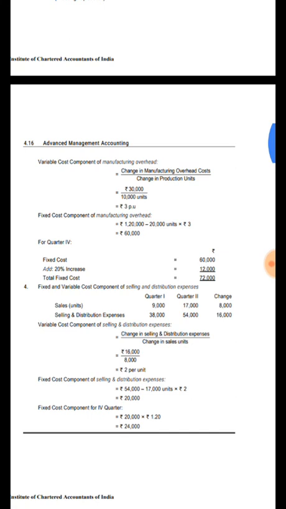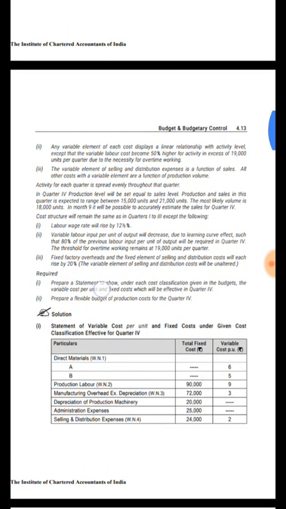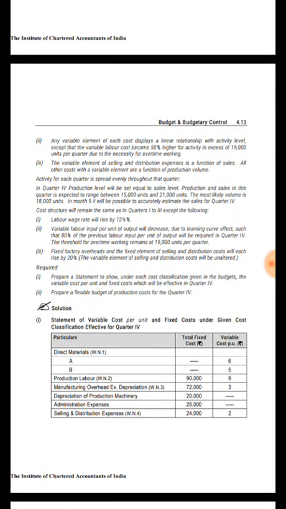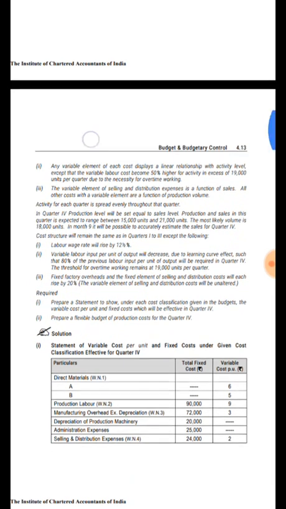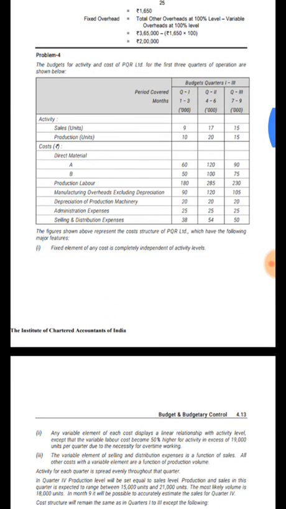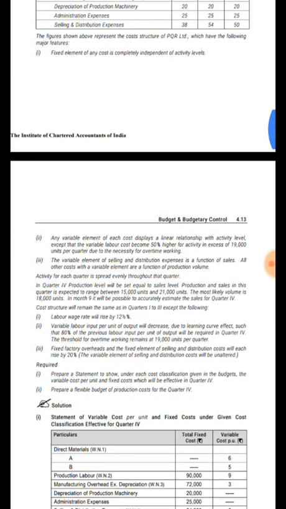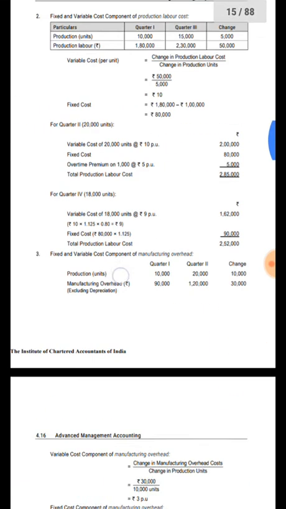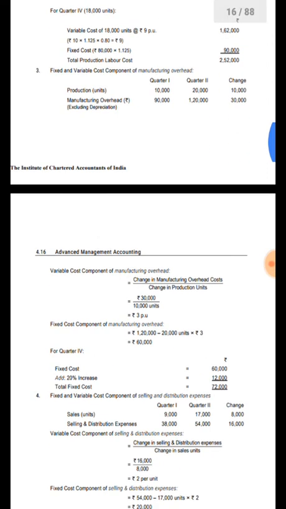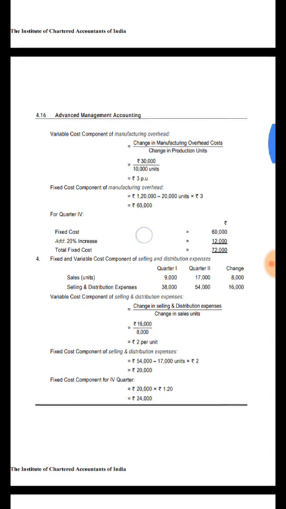And in the question it was said that fixed factory overhead and the fixed element of selling and distribution overhead will each rise by 20%. Fixed factory overhead is nothing but manufacturing overhead. In selling and distribution overhead also, only the fixed portion is going to rise by 20%. So fixed is 60,000. That will rise by 20%, so it becomes 72,000.